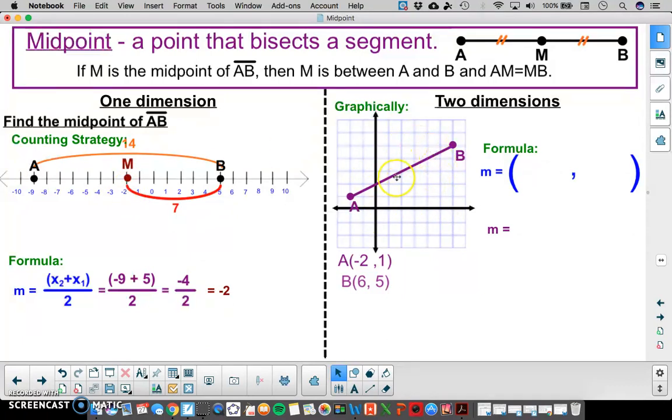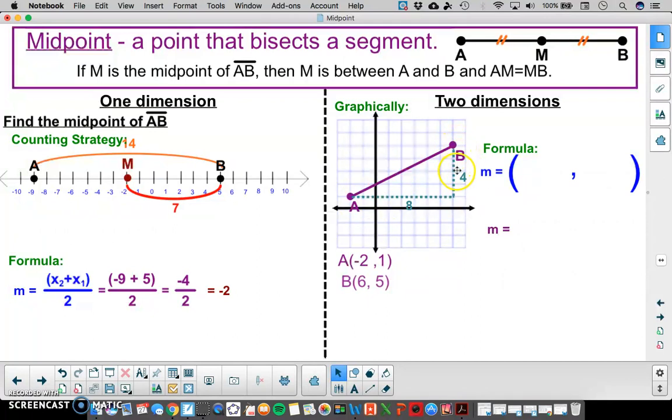In 2 dimensions, we're looking at the xy coordinate plane. We want to find the midpoint of this segment AB. Graphically, we can count the vertical and horizontal distances and then take half of those. So the vertical and horizontal distances here are 4 and 8. I know that the midpoint is half of that distance.